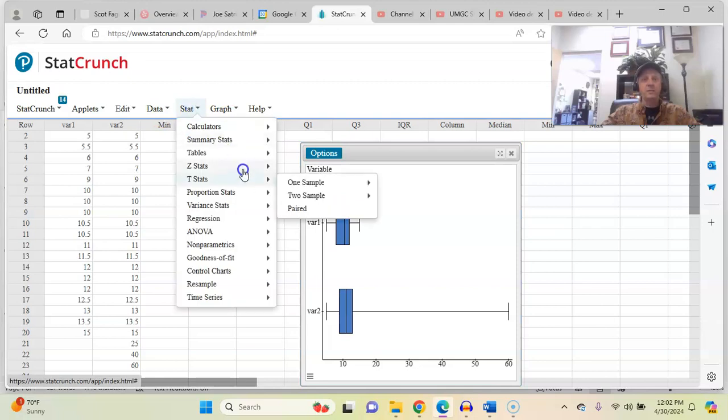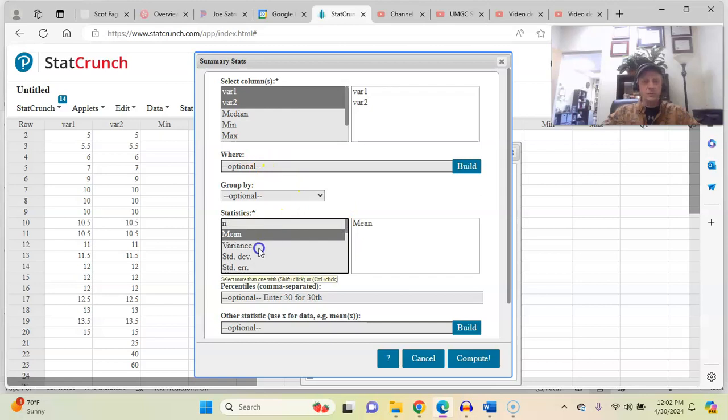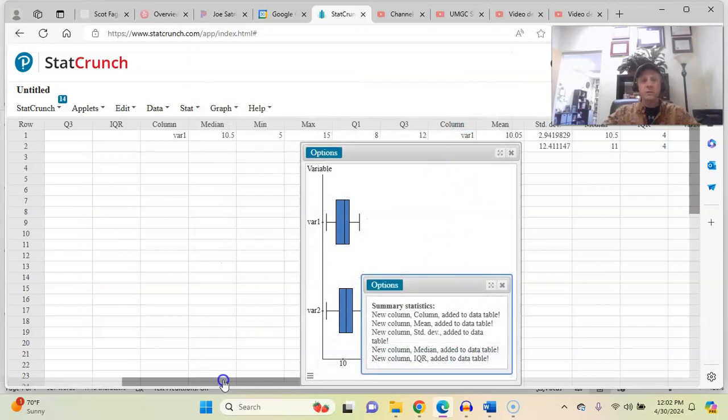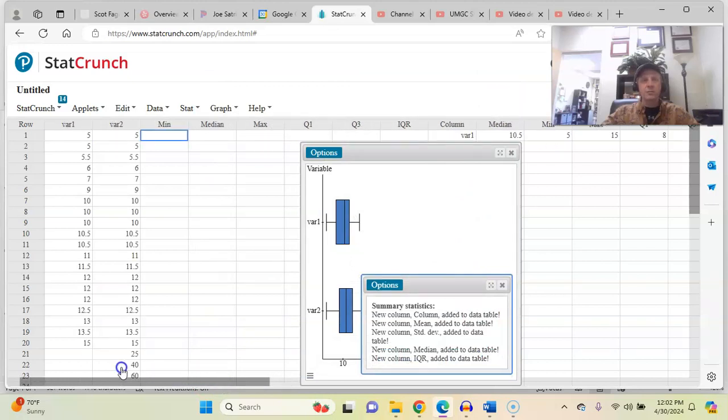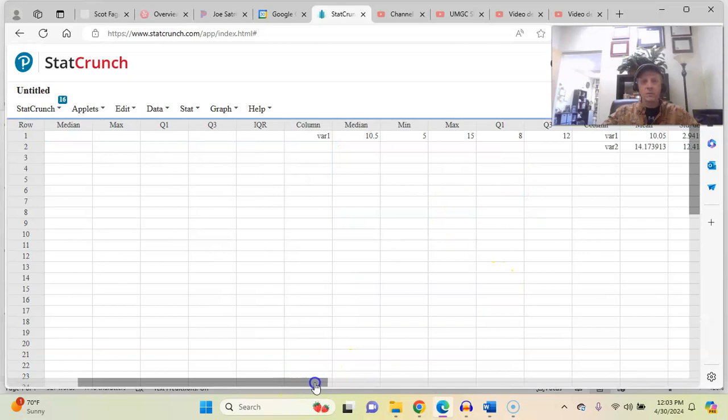So if we go to Stat, Summary Stats, Columns, we're going to select variables 1 and 2 this time. And this time we will select mean, standard deviation, median, and interquartile range. And I think I can put them in the table this time. Okay, so it puts the data in funny places sometimes. I had to slide to the left to see the original data, but here are the summaries. They're way over here.